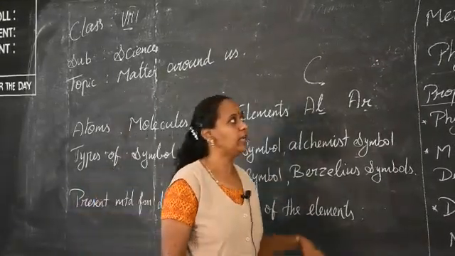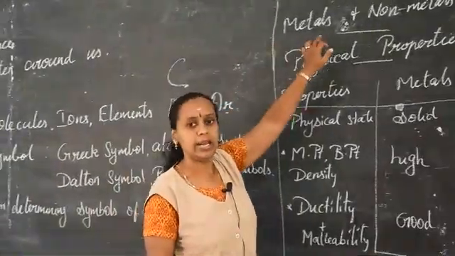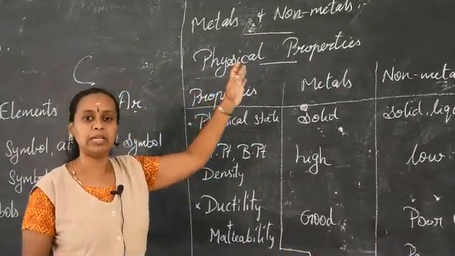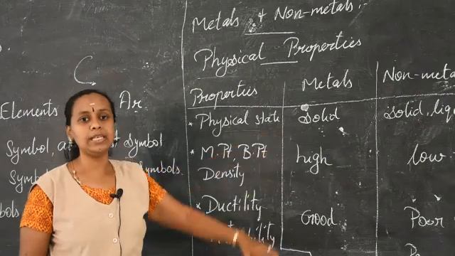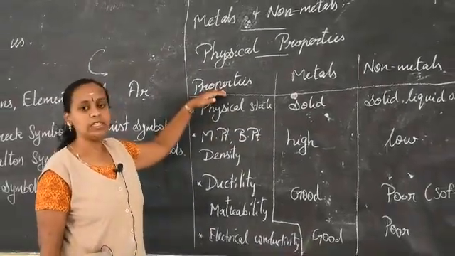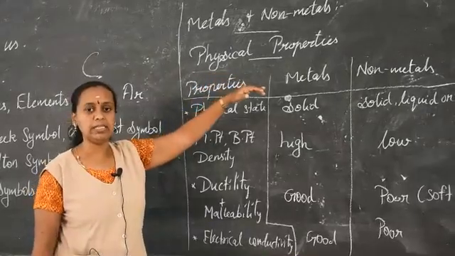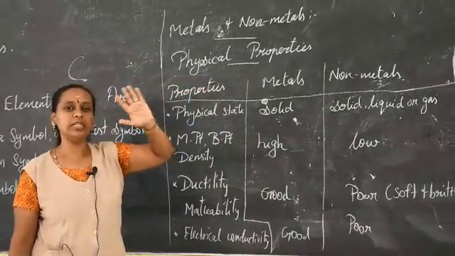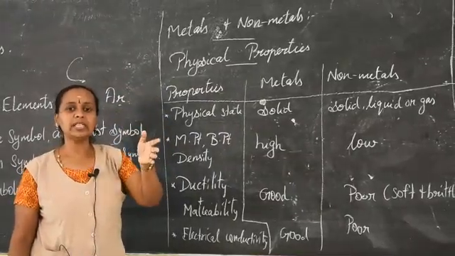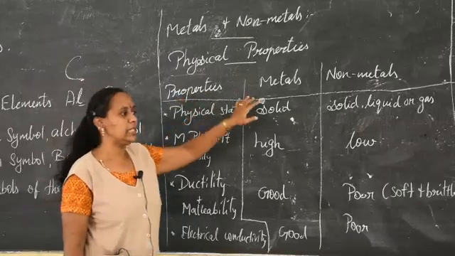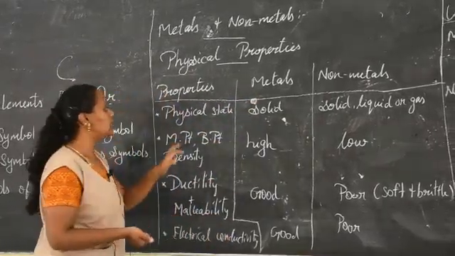We also dealt with metals and non-metals. Elements are classified into metals, non-metals and semi-metals, otherwise called metalloids. In the previous class, we studied the physical properties of metals and non-metals. Physical properties are what you see in the appearance, the way it behaves. The properties of metals and non-metals I have written here, starting with the physical state.